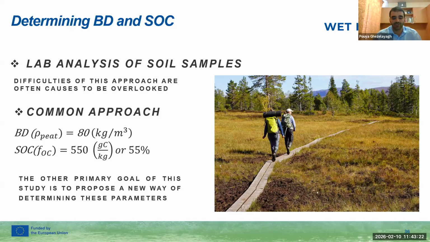And for overcoming this difficulty, many papers assign a fixed value of 80 for bulk density and 55% for soil organic carbon content. And as you can see, this approach also addresses the difficulty, but it oversimplified the subject, and that's why the other primary goal of this research was to propose a new way of determining these parameters.